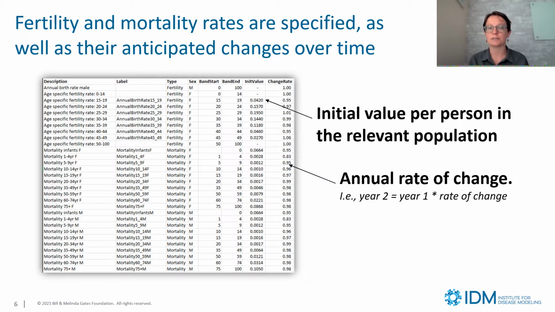And then you have that initial value. So what is the fertility and mortality rate for this age band in year 1 of your model? And then that change rate functions just like we just talked about. It is applied year on year, generally to decrease both fertility and mortality. Those rates tend to be falling in most countries, and so these would generally be values below 1.